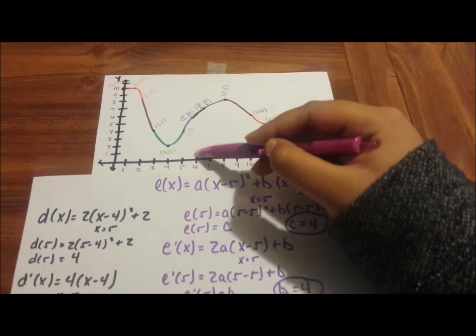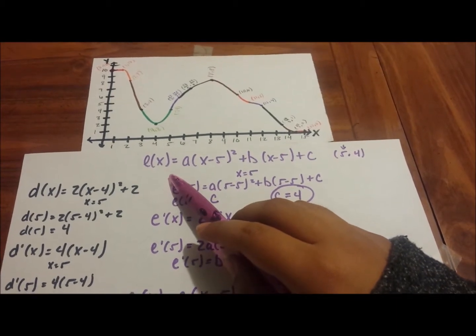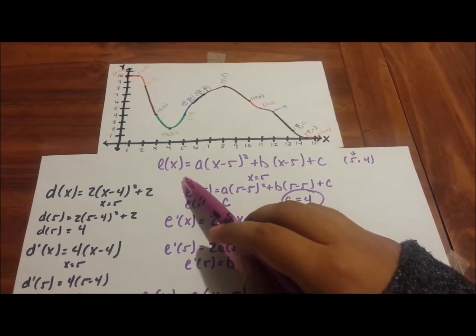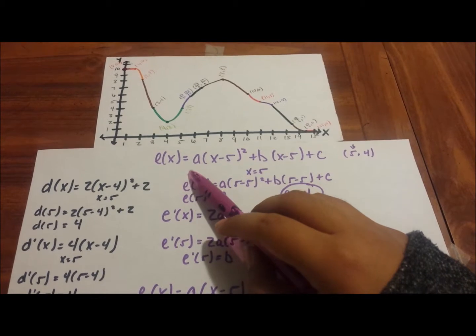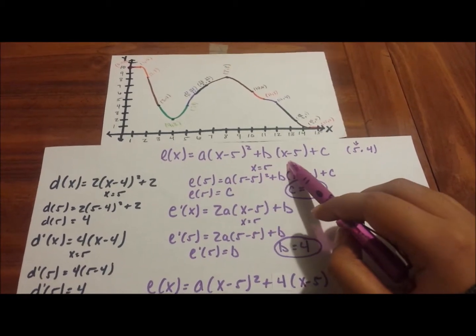Therefore, we decided to connect a quadratic function that would pass through the point (5, 4) and have the same slope as d of x at that point. Using the transformation of a quadratic equation, we have e of x equals a times (x minus 5) squared plus b times (x minus 5) plus c.